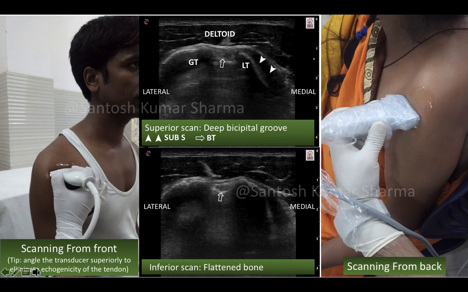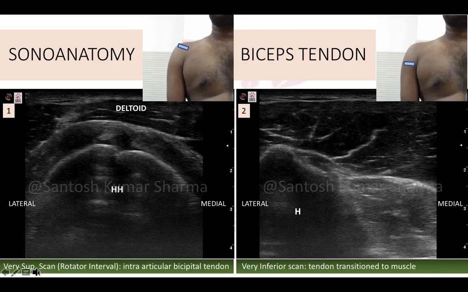Now, one other tip is basically to avoid anisotropy, the angle of the transducer is placed superiorly to eliminate the echogenicity of the tendon. Now, the next is the inferior scan, where you can see that the bicipital groove has flattened out. And also pointed here is the transverse humeral ligament, which runs over the bicipital tendon.